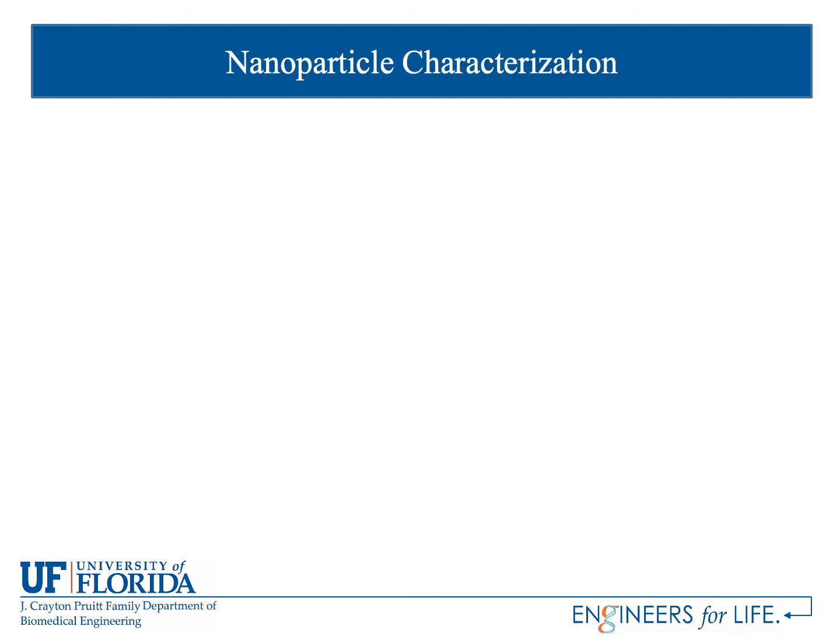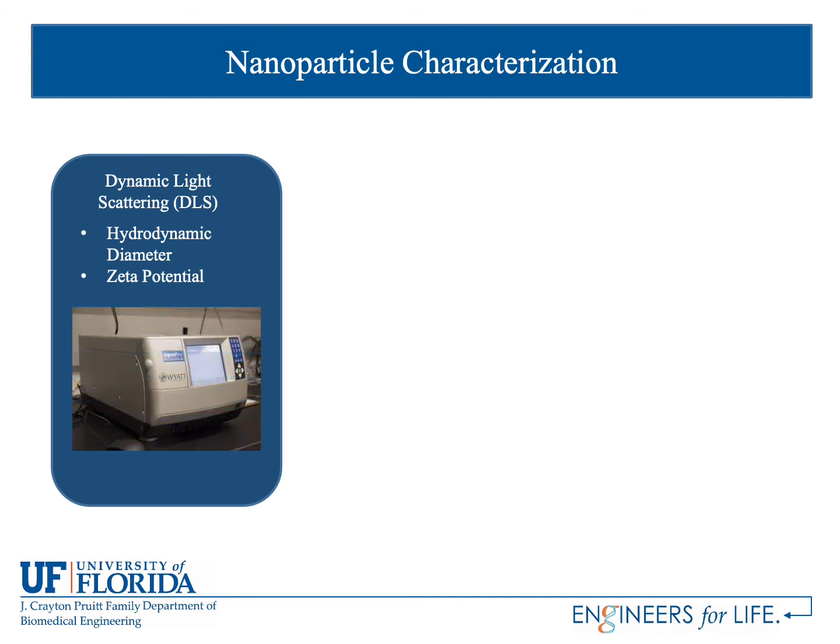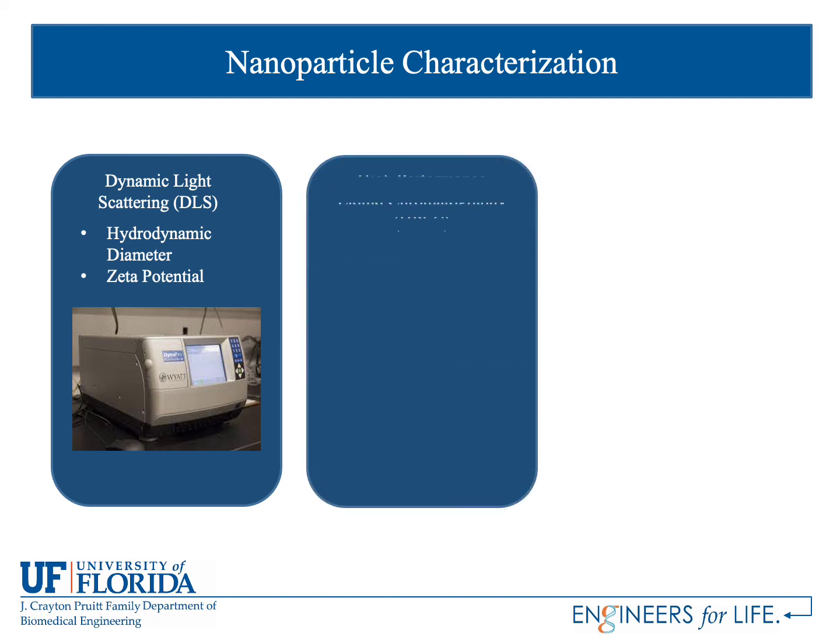After nanoparticle synthesis, we move into nanoparticle characterization. The first step is dynamic light scattering. We will use dynamic light scattering, or DLS, to find the hydrodynamic diameter, as well as the zeta potential, which is the outside surface charge. Because cartilage is negatively charged, we want these particles to be positive.